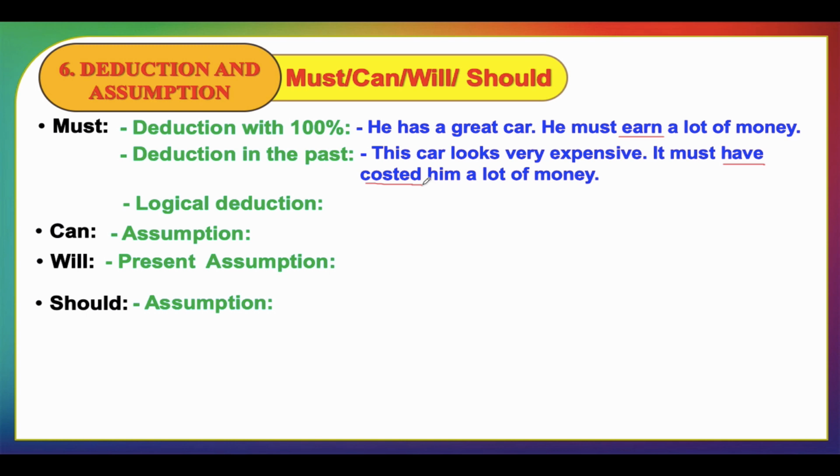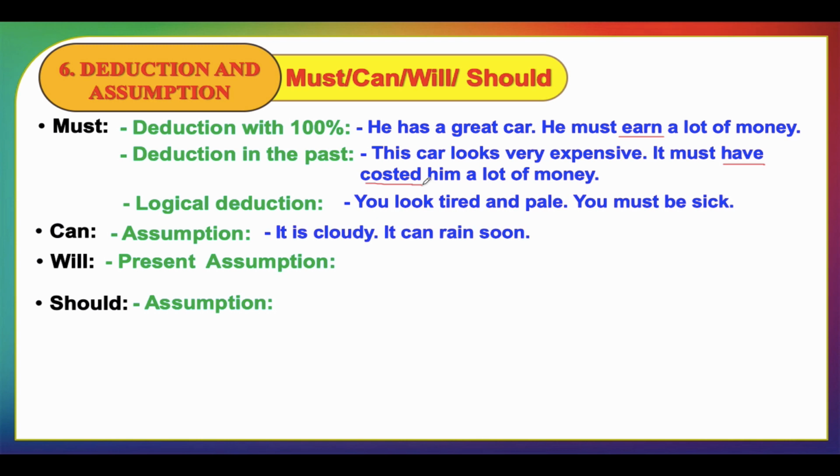Let's go to logical deduction. You look tired and pale. You must be sick. We have previous information, then we give a deduction based on this condition. Can also be used for assumption, as there is some confusion between assumption and deduction and possibility. Somehow they are interchangeable, but the difference between possibility and assumption is that with assumption we have a previous idea to be based on, but with possibility we maybe don't have any idea.